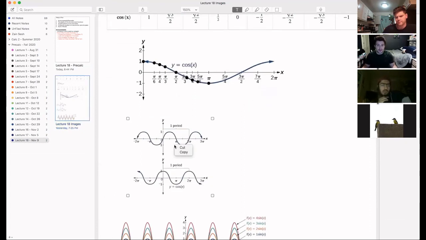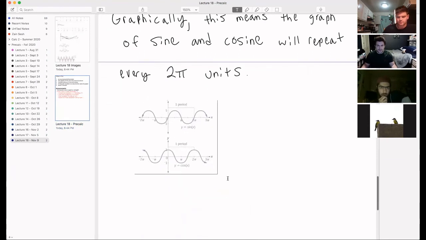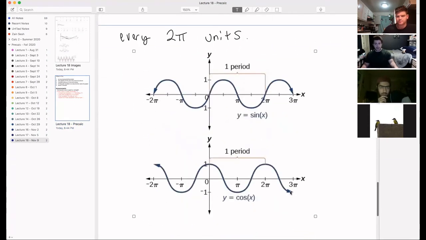Will 2 pi be your input? No, that's not the input. Hold on. It means that I start anywhere on the x-axis. Let me start at 0. If I travel 2 pi units, the graph is now going to repeat itself. It's going to be the same as it was over here. Start at 2 pi, it's going to have the same exact thing. Again, the same exact thing. So it just goes on in this same pattern. This happens every 2 pi units.